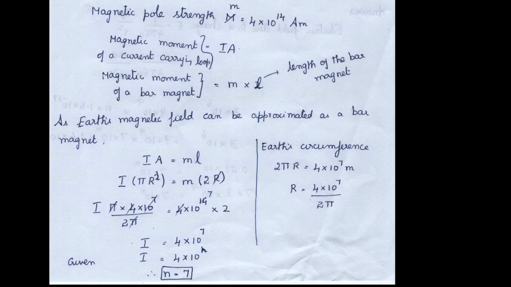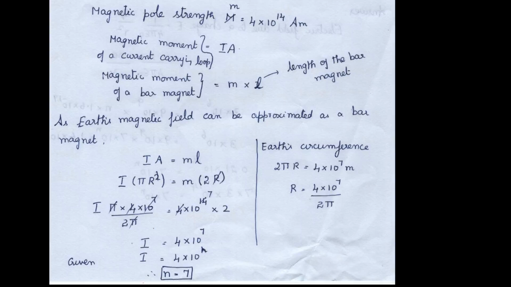Here they have already given the circumference of the Earth. So 2 pi r is equal to 4 into 10 raised to 7. From this we can get the value of r. On the other hand, M into L: M is the magnetic pole strength that is already given in the question, and L is the length of the bar magnet. As Earth has been equated to a bar magnet, the diameter of the Earth will be the length of the bar magnet. So that is 2 into r.